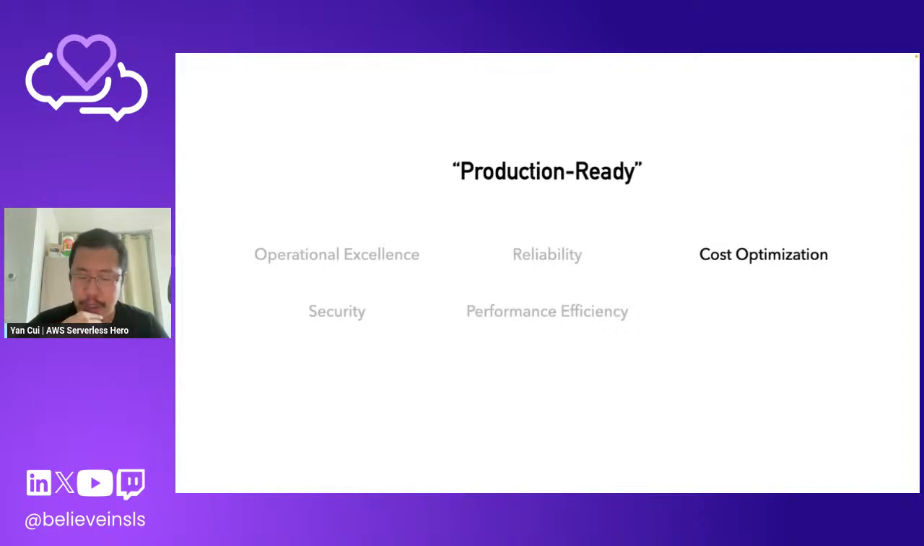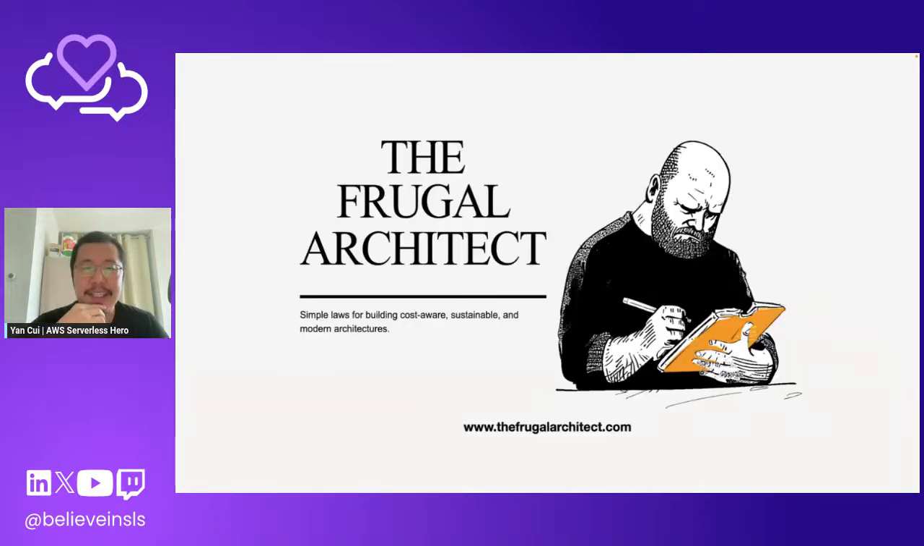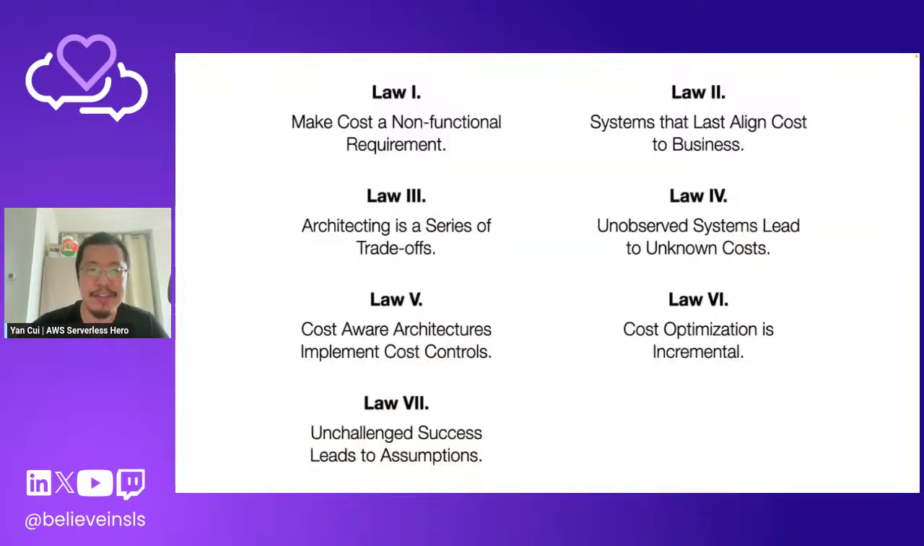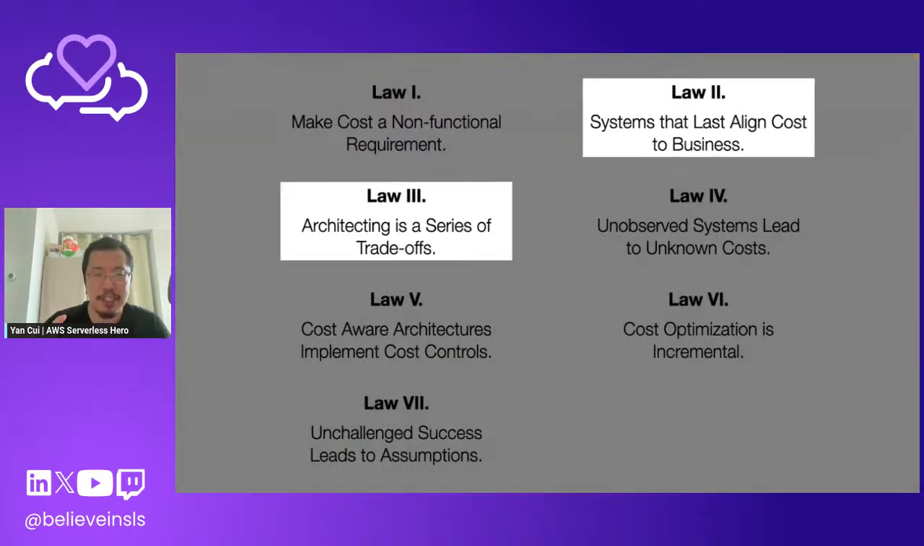Lastly, cost optimization. And for those of you who watched the last re:Invent keynote, Werner talked about the Frugal Architect website that you should definitely check out. On there, he's got 7 laws for the Frugal Architect, and I think 2 of them are particularly relevant in this case: you want to have systems that align with the cost of doing business for you, and architecting is a series of trade-offs.